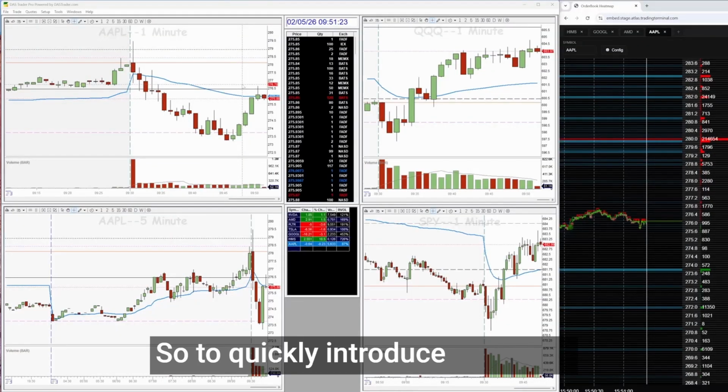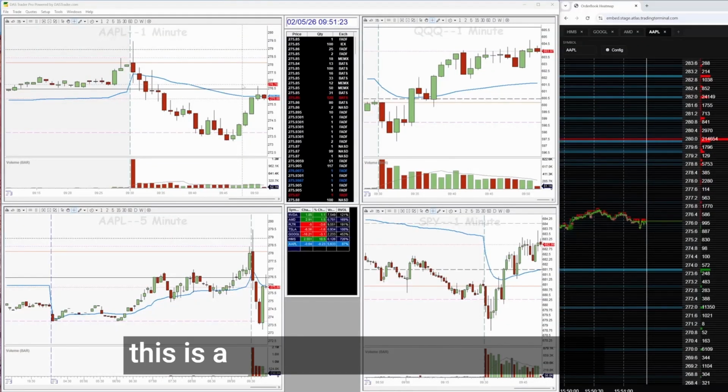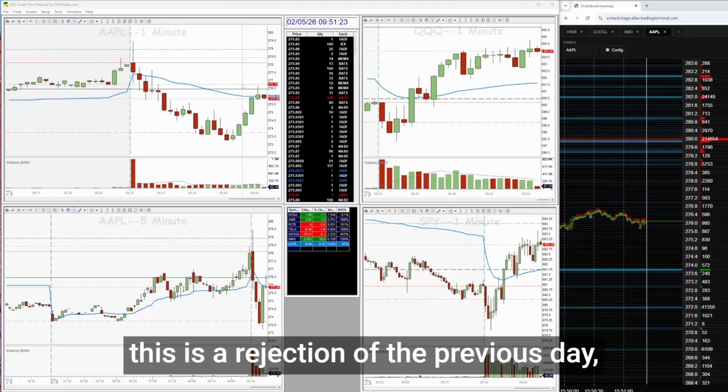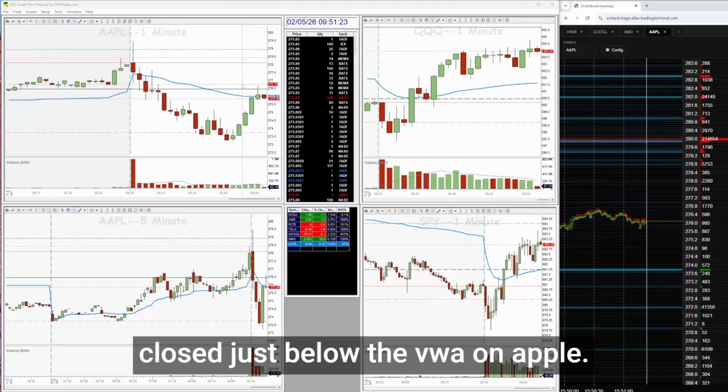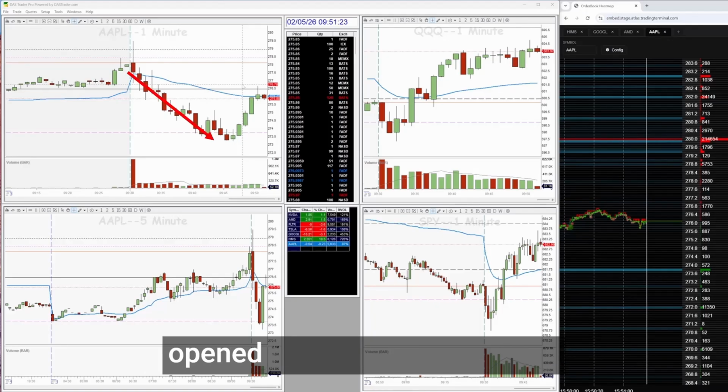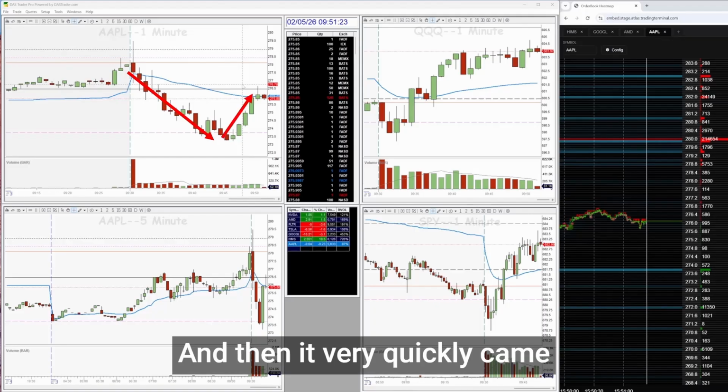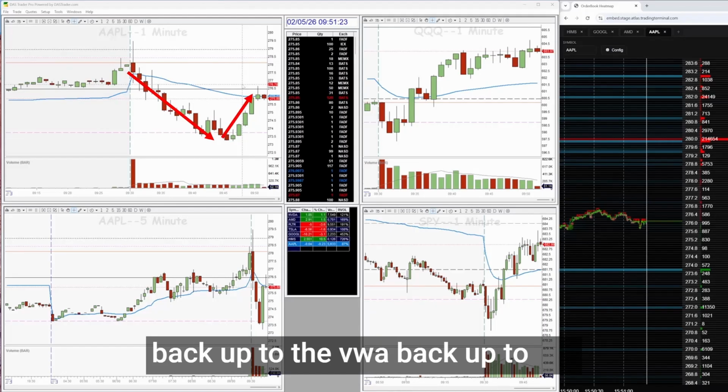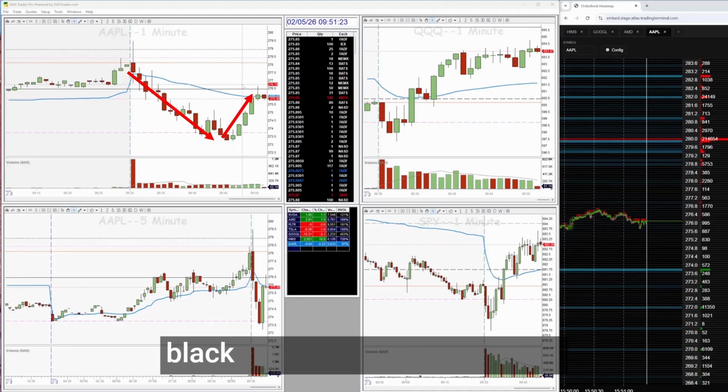So to quickly introduce the trade, this is a rejection of the previous day close just below the VWAP on AAPL. What has happened is AAPL opened very weakly, selling off. And then it very quickly came back up to the VWAP, back up to the previous day close, which is this black line, and it rejected there. My trade theory is to take it short here and have it come back down towards the low of the day.